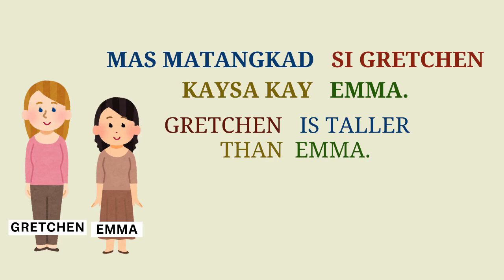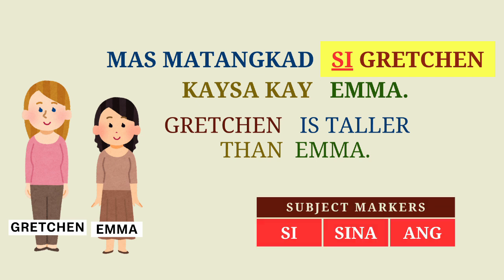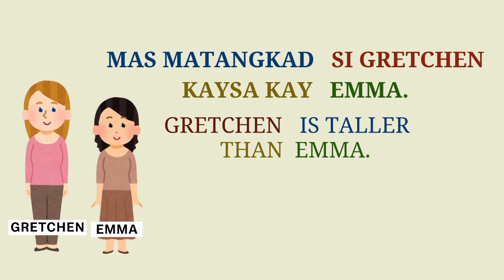Halimbawa, mas matangkad si Gretchen kaysa kay Emma. So we started with the comparative adjective, followed by the subject. As you can see, we added si right here. We followed the rules for the subject markers, as this is the subject after all. If you need a refresher on subject markers, you can review it by watching lesson 7 of this series. I will also place the link on the upper right corner of this video. So after the subject, we have Kaysa kay. Again, why? Because the noun that followed it is a name of a person.